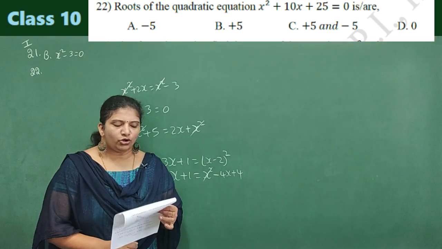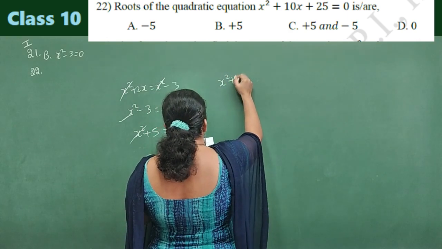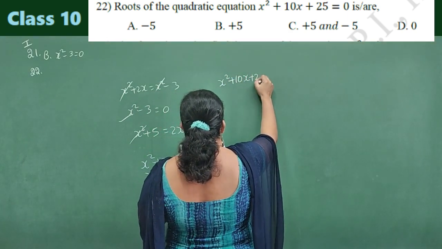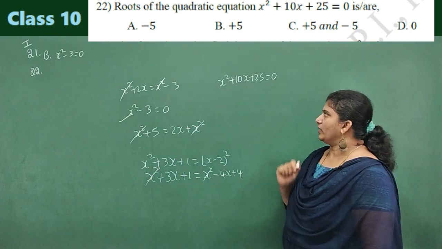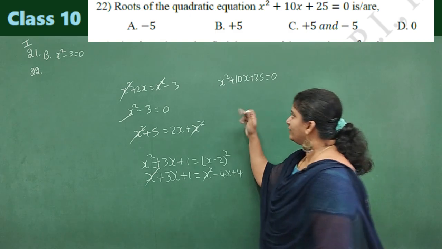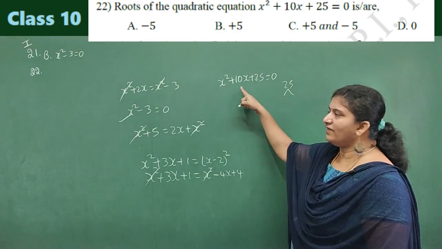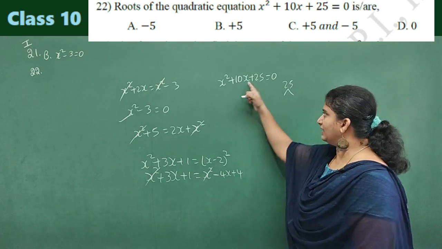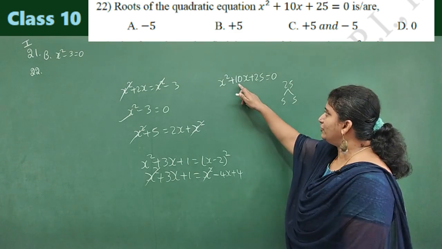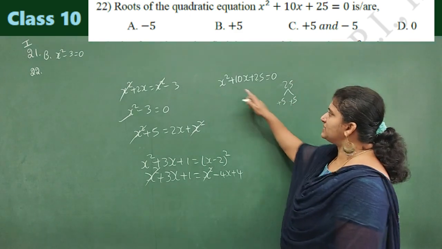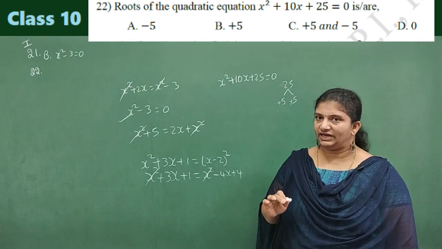22nd one, roots of the quadratic equation x square plus 10x plus 25 is equal to 0 is or are. Okay, what are the roots? Let us factorize this equation. 1 into 25, 25. Find the factors in order to get the middle term, that is 10. 5 5s are 25. And you should get here plus 10. Plus 5 plus 5 will be plus 10. And you multiply these two, you get plus 25.